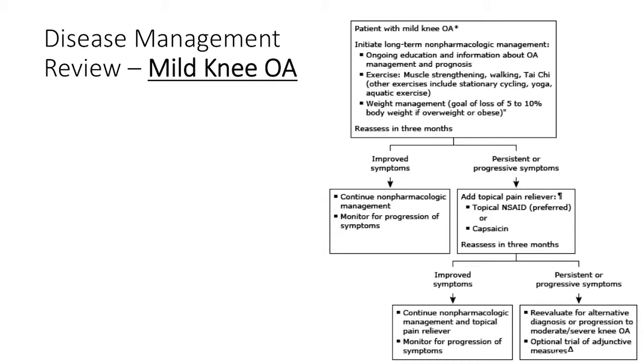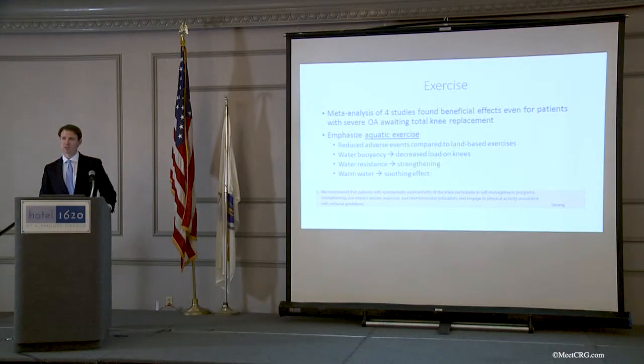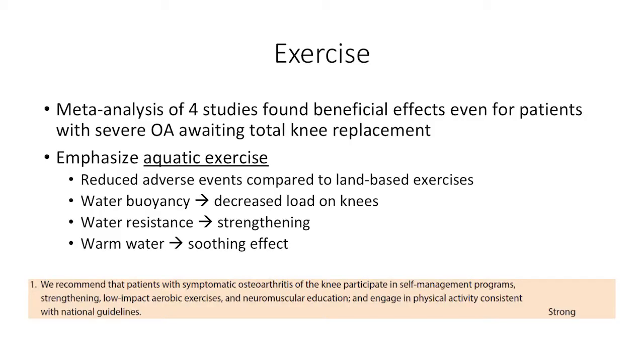If they continue to progress or have persistent symptoms, then you're thinking this is more moderate to severe. So for the treatment options for moderate to severe, exercise is still #1. Even patients that are awaiting total knee replacement for end-stage arthritis have found benefit in exercise. For these patients, I emphasize aquatic exercise. They get the benefit of the buoyancy of the water, so they're getting less forces through the knee. They get resistance from the water for strengthening, and usually the water is warm, so they get a soothing effect. So again, this has strong evidence.